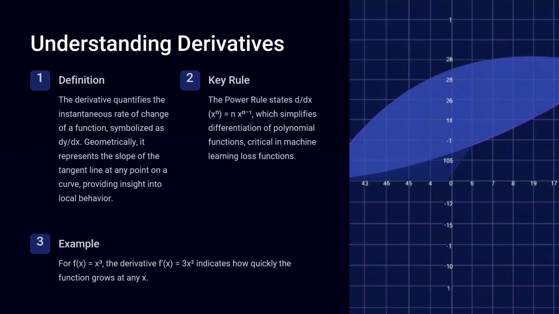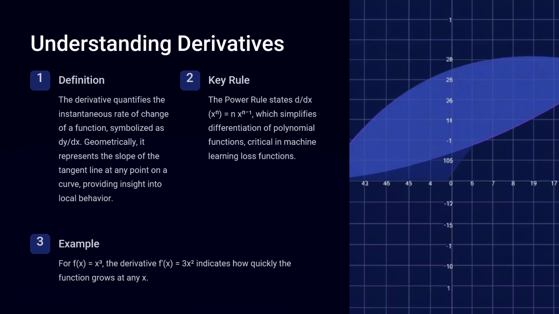Understanding derivatives. Definition. The derivative quantifies the instantaneous rate of change of a function, symbolized as the derivative of y with respect to x. Geometrically, it represents the slope of the tangent line at any point on a curve, providing insight into local behavior.